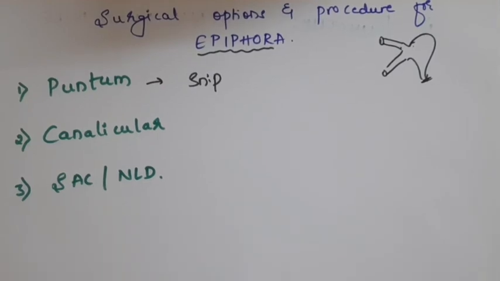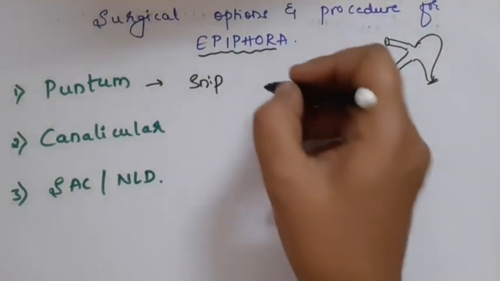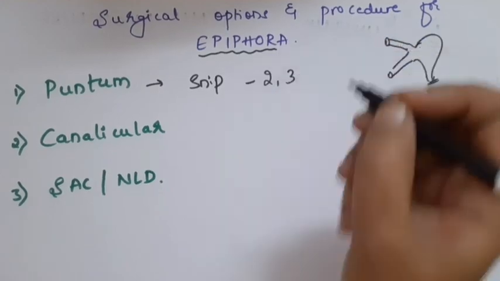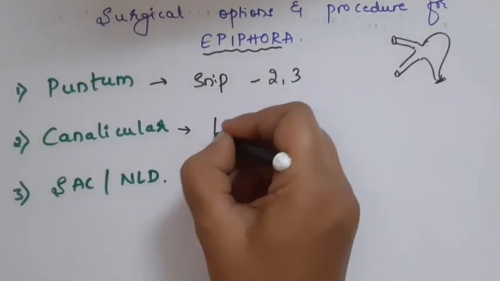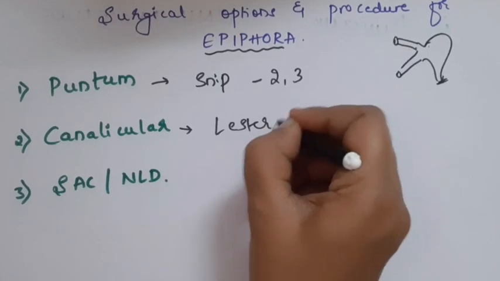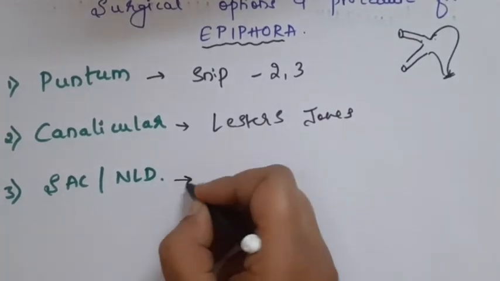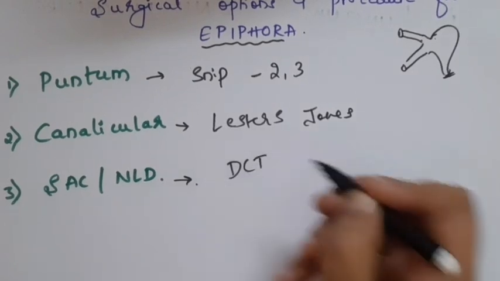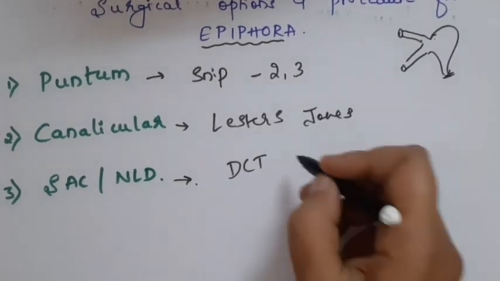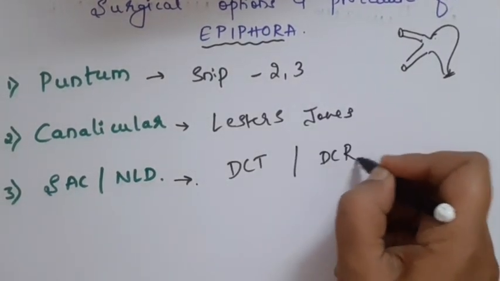So for the punctal obstructions, we have the snip procedure, that is either the 2 snip or the 3 snip procedure. In the canalicular obstruction, we have the conjunctivo-DCR, that is conjunctivo-dacrocystorhinostomy, or it is also called the Lester-Jones procedure. In case of nasolacrimal duct obstruction or the sac obstruction, we go ahead with either DCT, that is dacrocystectomy, or the DCR, that is dacrocystorhinostomy.